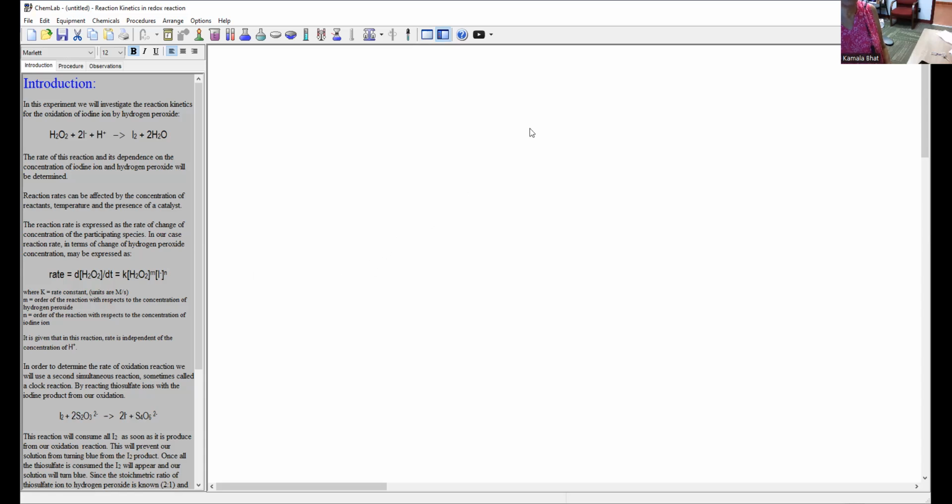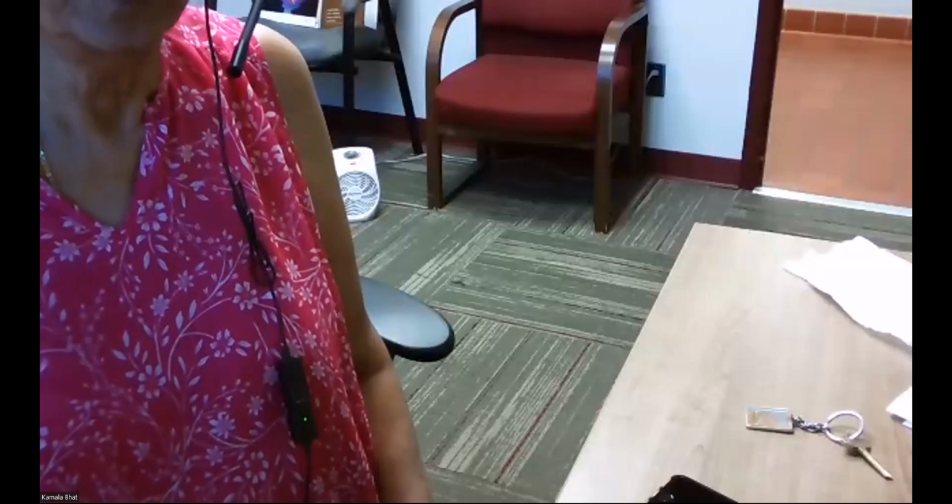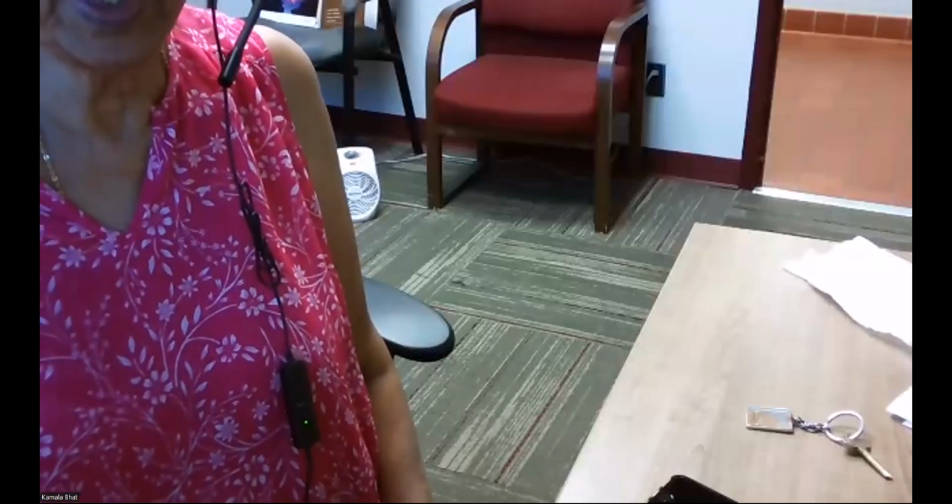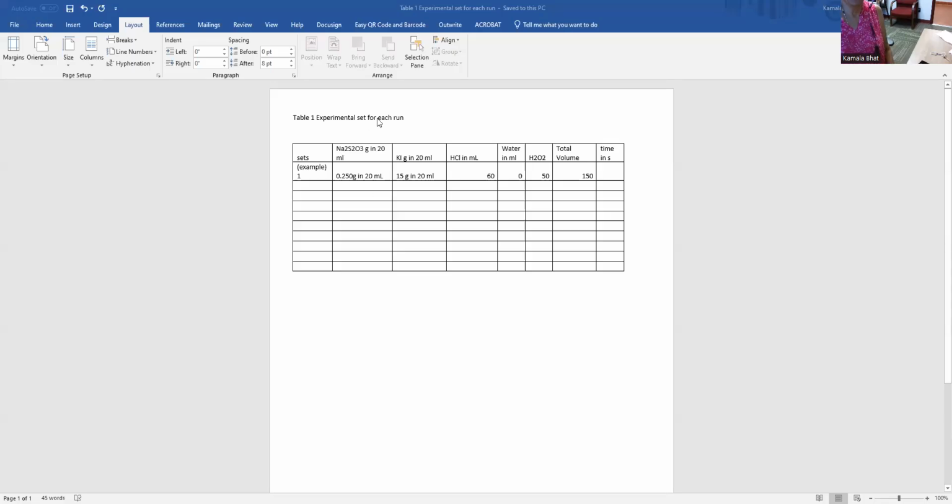Now, again, I'm just going to temporarily stop this and open the chart showing you how to set up the experimental data for you. Please note that in the example I have given, there are 1, 2, 3, 4, 5, 6, 7, 8 columns, and the headings are there. The first one is called the set or the run.